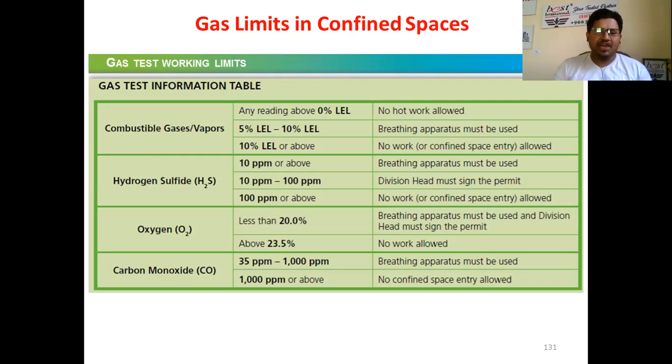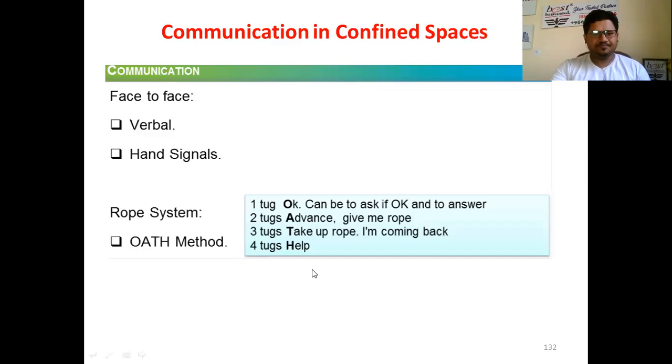But 35 ppm to 1000 ppm, no, ppm stands for parts per million. So we measure gases, it's a unit of gases, like ppm, parts per million. So breathing apparatus must be used whenever there is a range of 35 to 1000 ppm. And at 1000 ppm or above, no confined space entry allowed.